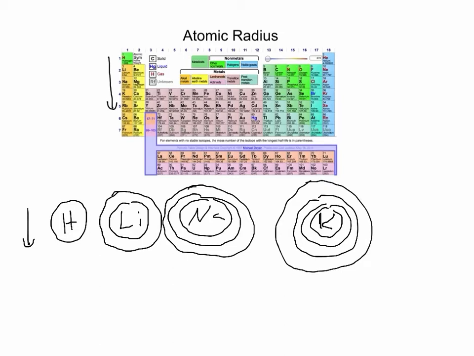So what do you notice happens to these atoms as you go down a group? Well, because we're adding energy levels, the atoms are getting bigger. So lithium's bigger than hydrogen, sodium's bigger than lithium, and so on as we go down. So as we go down a group, the atoms get bigger. Now let's look across a group. So we'll go from left to right.